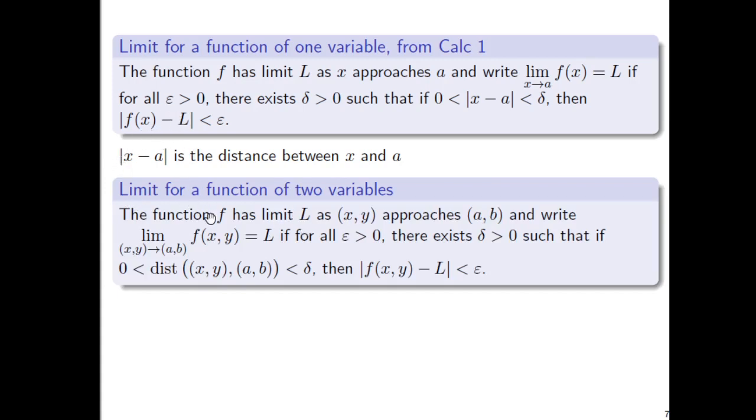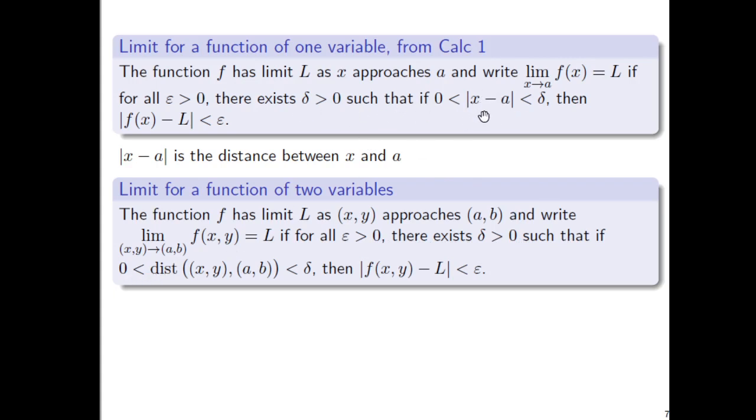There is a concept of limit for functions of two variables. And look at how similar it really is. So the function f has limit L as x, y approaches a, b. And we write the limit of f of x comma y as x comma y approaches a comma b equals L if, and then I hope this looks fairly similar, right? If for all epsilon greater than 0, there exists delta greater than 0, such that if, that much looks the same. 0 less than, that's the same.